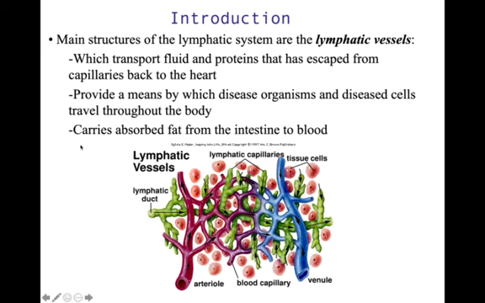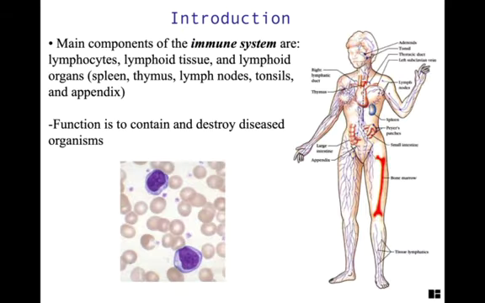On a side note, what else do these lymphatic vessels do? Well, they carry absorbed fat from your intestines back to your blood. When you eat a fatty meal, that fat doesn't necessarily get directly into your blood in your capillaries. It takes a ride in the lymphatic system, travels through it, and eventually reaches your blood in your subclavian veins.